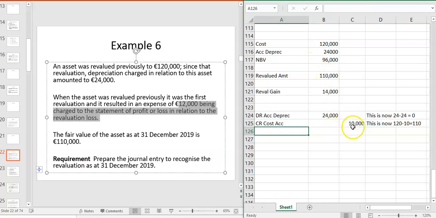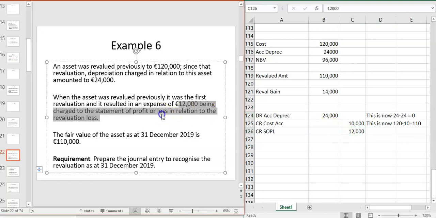So the net entry here is, and this we have to be careful, we're going to credit the SOPL 12,000. You're allowed to do that to reverse the previous loss that would have been there. You're saying that loss is no longer valid, so you can reverse it this year. But you can only credit the P&L the amount of the previous loss. You can't credit the 14, because otherwise that would be inflating and bringing a credit straight to the P&L, which would not be fair.